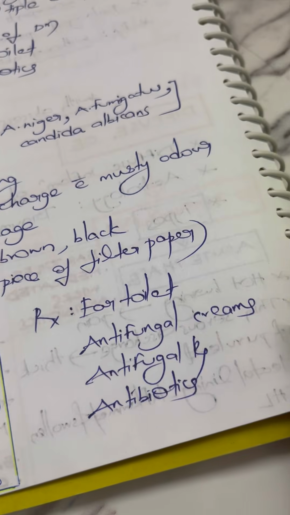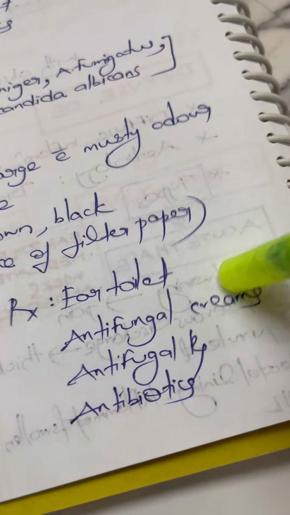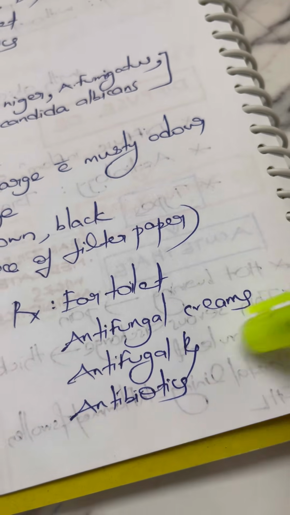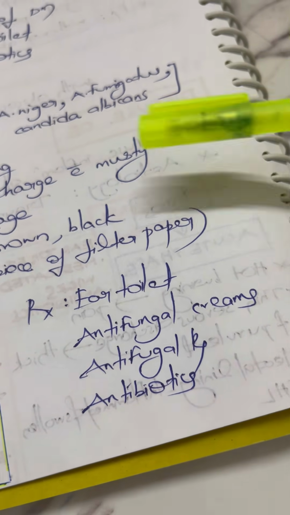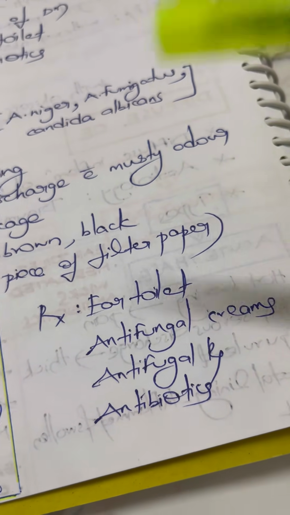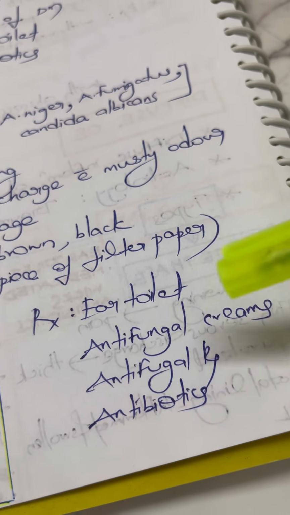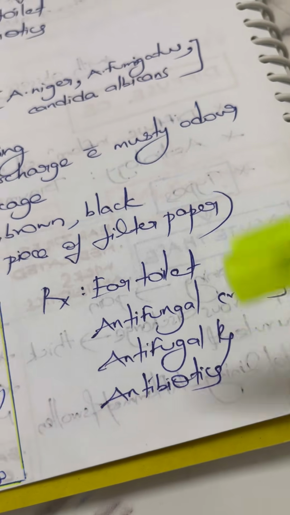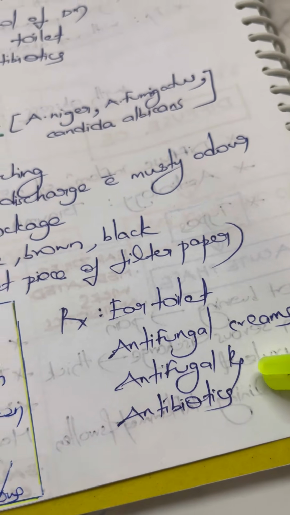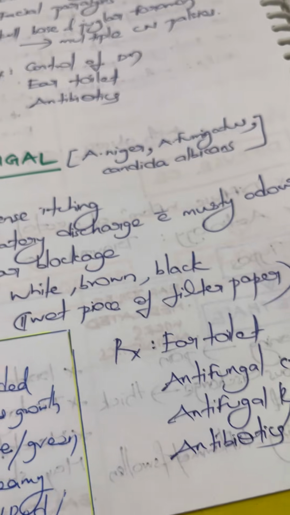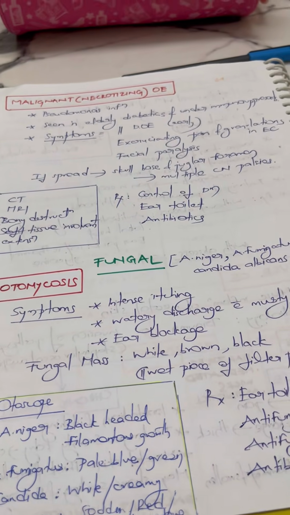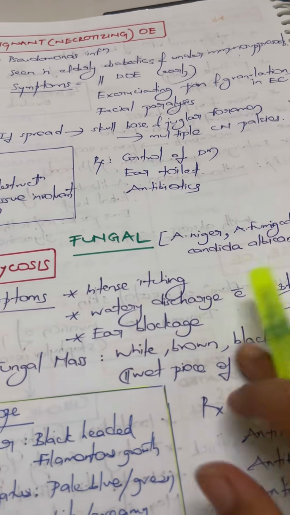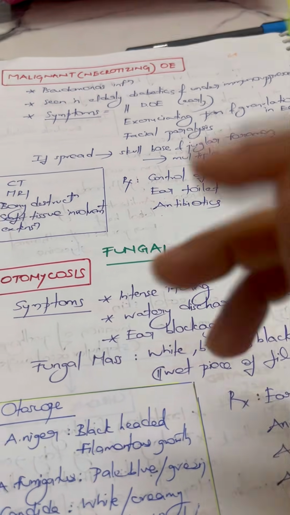Now, what will be the treatment? Of course ear toilet methods, which are very common for all kinds of inflammations in the ear canal. Then antifungal creams and antifungal treatment, because of course it is a fungal infection. And if there is a secondary bacterial infection, we can consider antibiotics in the treatment protocol. So hope you got an idea about the active inflammations, that is, infective inflammations of the external auditory canal. Thanks for watching.